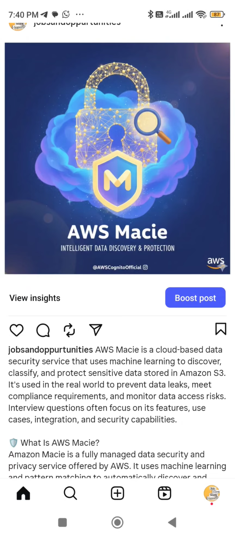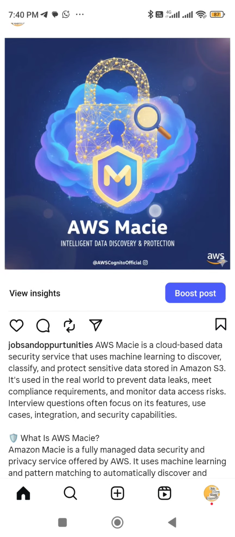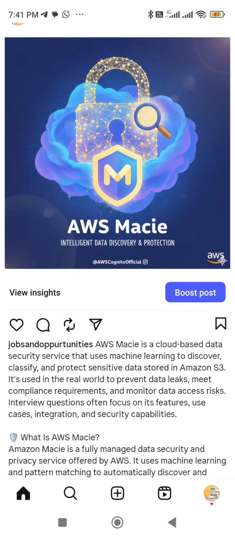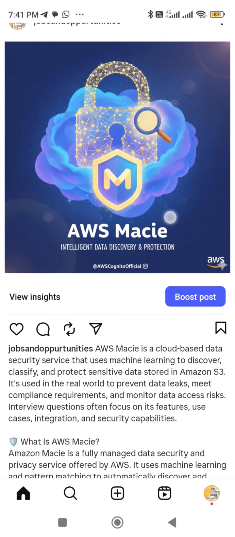Hello everyone. Today we are going to talk about one more service of AWS, which is AWS Macie. It's a cloud-based data security service that uses machine learning to discover, classify, and protect sensitive data stored in Amazon S3. It is used in the real world to prevent data leaks, meet compliance requirements, and monitor data access risk.